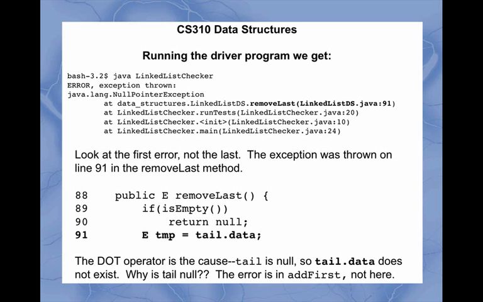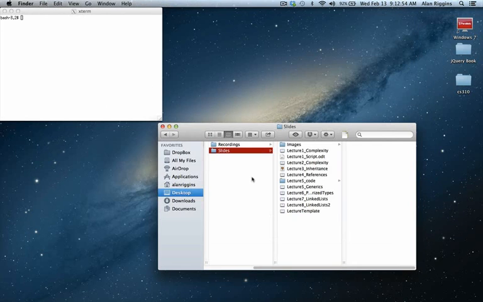Null.data. If tail.data does not exist, then you're going to get a null pointer exception. So this appears to be correct code, yet it has failed. Why? What is the problem here that has caused this to fail? So again, let's return to our sketchpad and take a look.